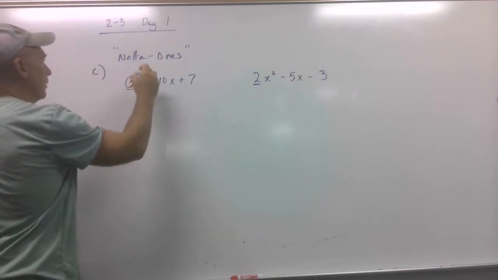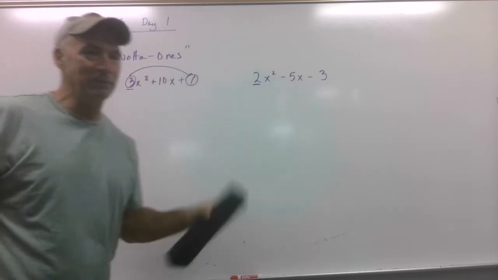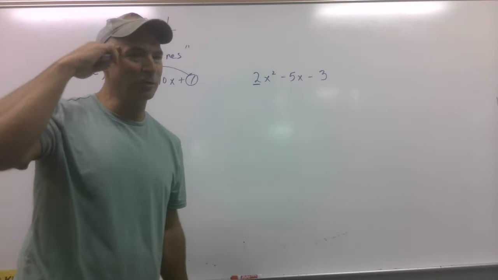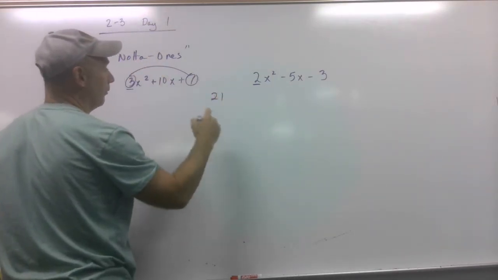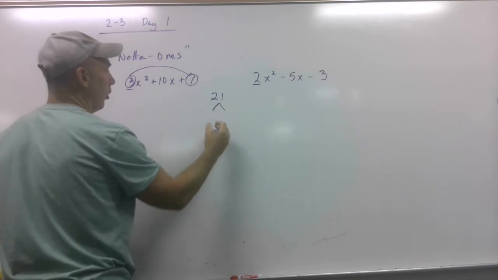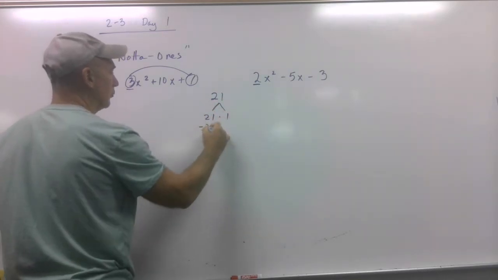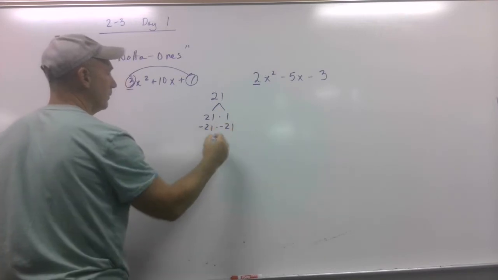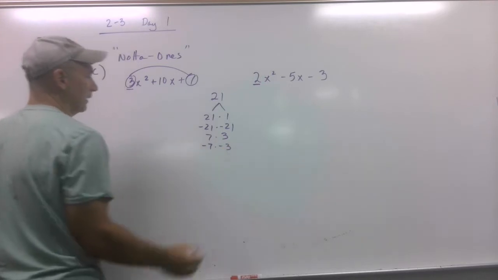You take this number, multiply it by that number, hence the nickname rainbow. Not a big deal, but something to trigger. 7 times 3 is 21. Now, I'm going to list all the factors of 21: 21 times 1, negative 21 times negative 1, 7 times 3, negative 7 times negative 3.